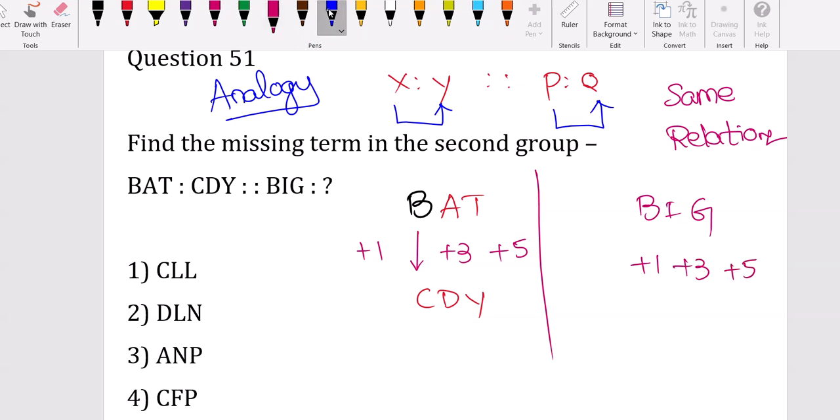B plus 1 means the next letter, C. I plus 3 is nothing but L. G plus 5 is nothing but L. So we need CLL, that's the first option.